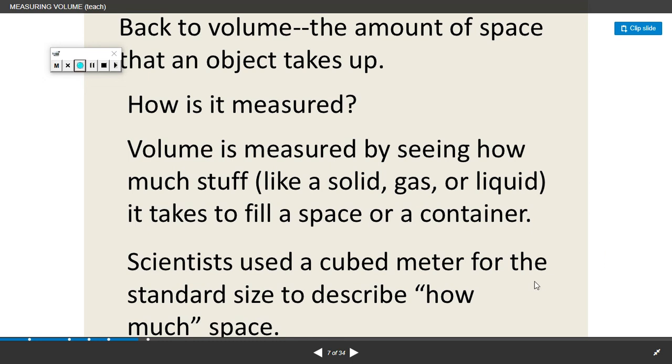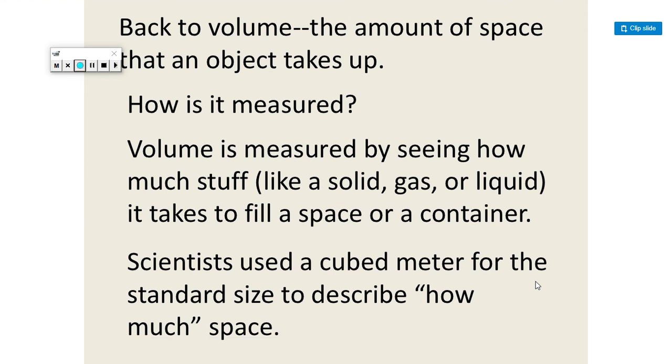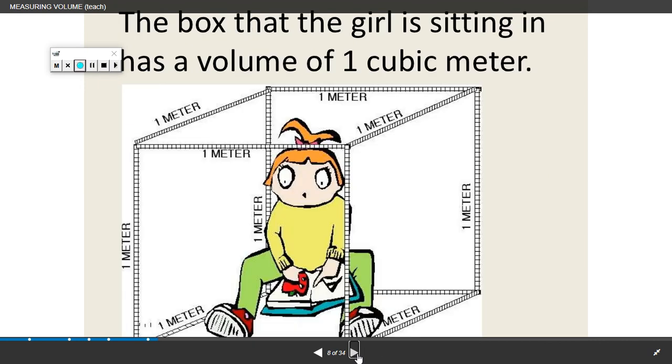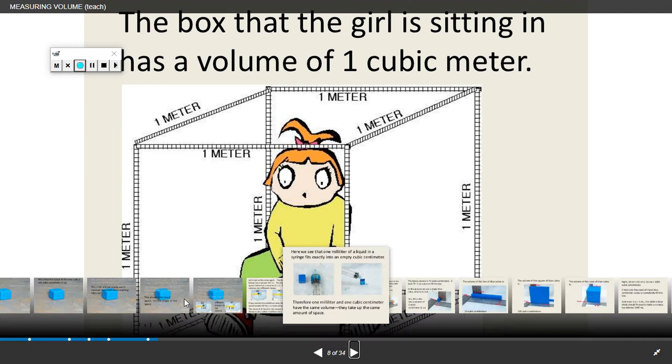Scientists use the cubic meter as the standard size. How much space? What is the volume? For me, I have two ways. If it is a hard thing, if it is solid, I measure it with the cubic centimeter or cubic meter. Like this.